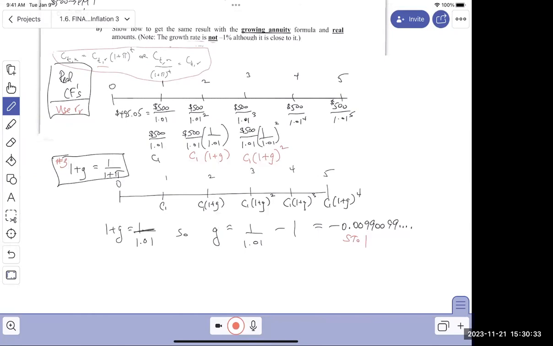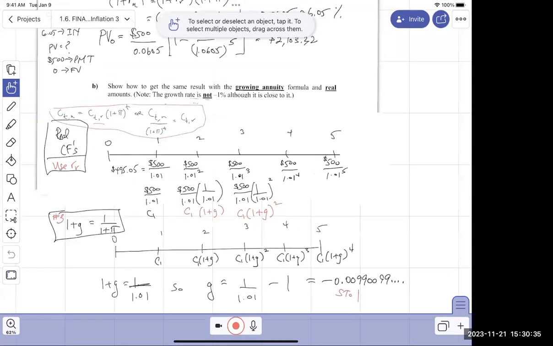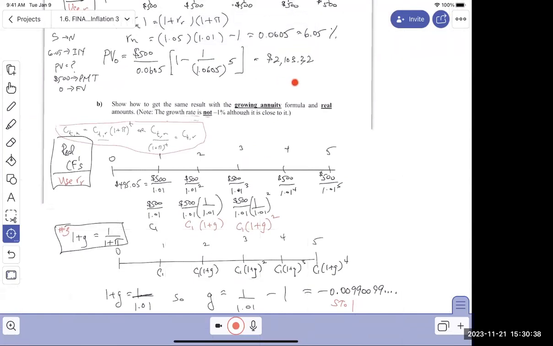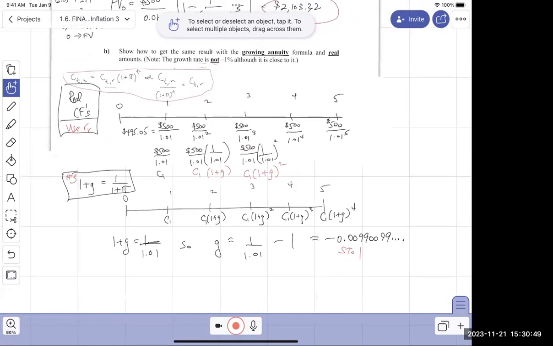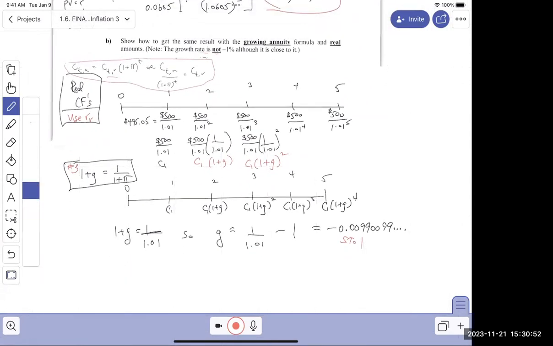And what number are we trying to get again? It was 1,000. Let's go back and see. We want to get $2,103.32, right? That's our final answer that we're looking for. And you're going to feel very satisfied to see that you're going to get the exact same answer if you do this right. You're going to get the same answer using the growing annuity formula with the real amounts in the real rate. So that's going to be PV0 equals C1, which was 500 divided by 1.01, divided by i minus g.